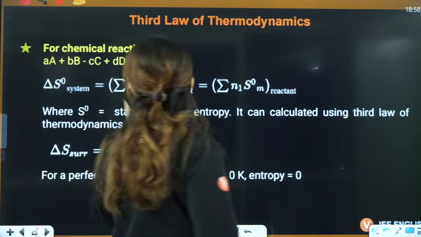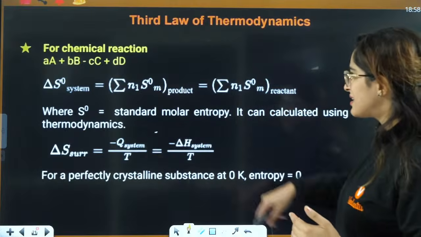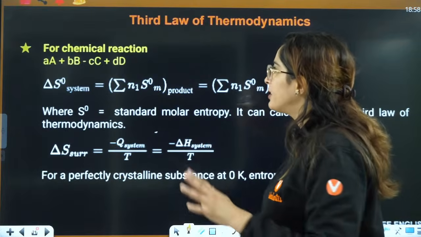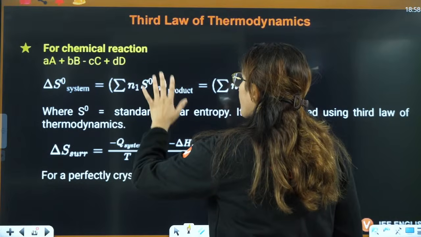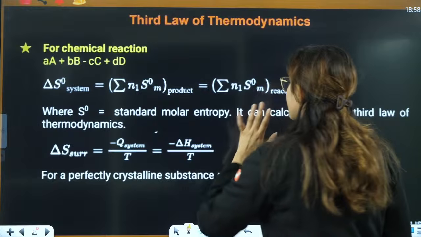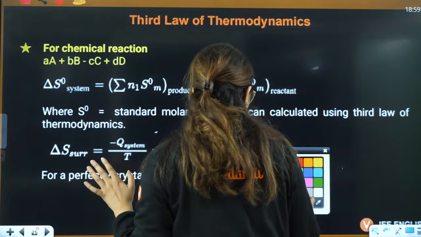Now I'll only teach you what is important for a chemical reaction. Let's say delta S of the system is whatever is product, and minus, this should be minus over here.